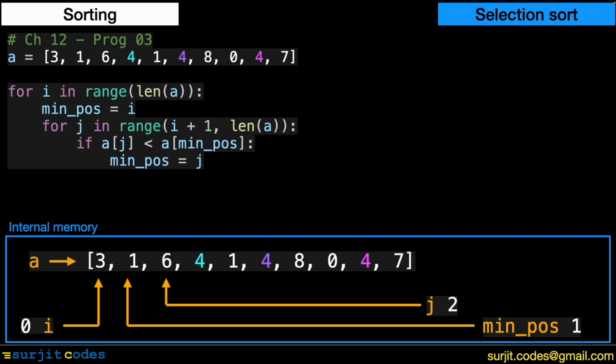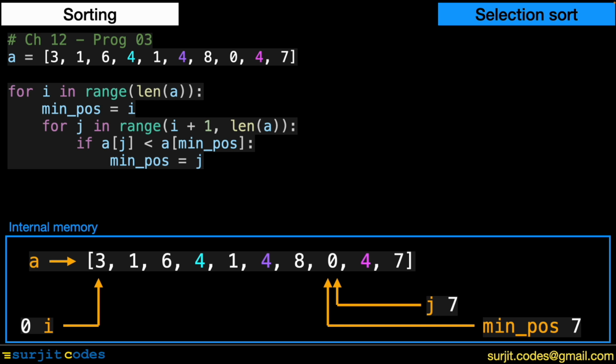For j equal to 2, the item is 6, which is not less than the item at min pos, that is 1. So we do not change the minimum position. Items 4, 1, 4 and 8 all are not less than 1. But when j is 7, the item there is 0, which is less than 1. So 7 becomes the new min pos. We will make future comparisons with 0.